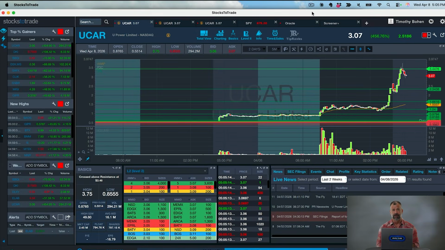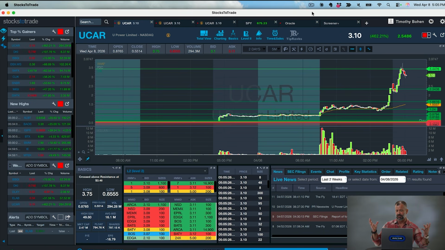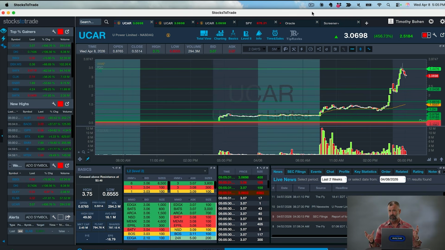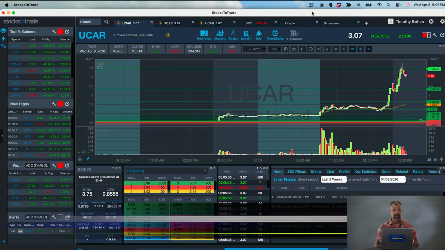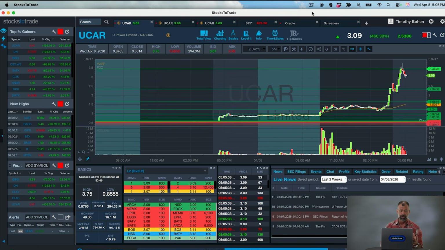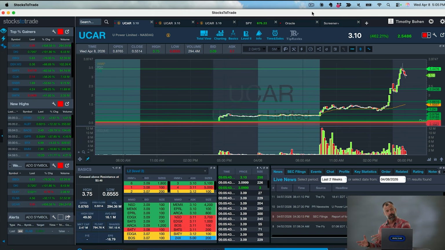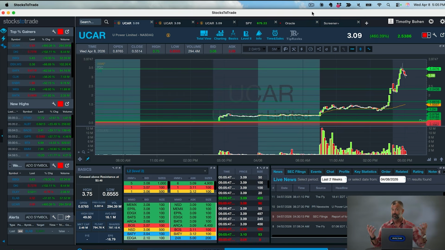Now, VWAP is really the most important technical indicator for a lot of reasons. It's a day trading indicator for sure, and what it tracks is volume and price, the two most important parts of any trade. And a lot of people fixate on so much other stuff, but at the end of the day, if there isn't the price action we look for and there isn't volume to back it up, it's worthless. VWAP is called volume weighted average price, and it's basically an amalgamation of price and volume.